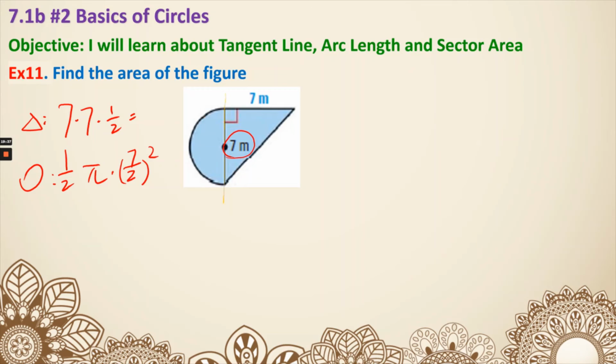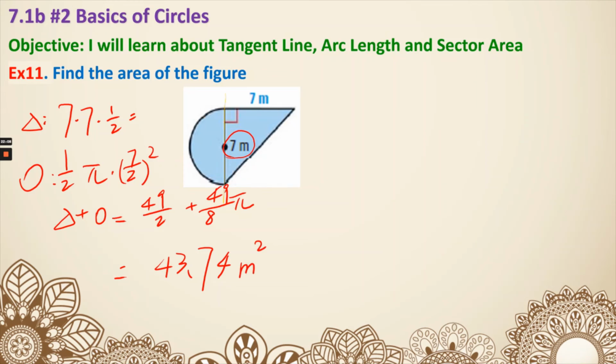Now it's time to add them all up. So these two: 49/2, then plus the 1/2 right there times pi, and the other one we have 49/4. Now this question was in decimals, so I'm going to round it. That's going to be 43.74. Don't forget a unit, meters squared. If you forgot how to calculate the triangle, that's base times height times 1/2. That's what I did.